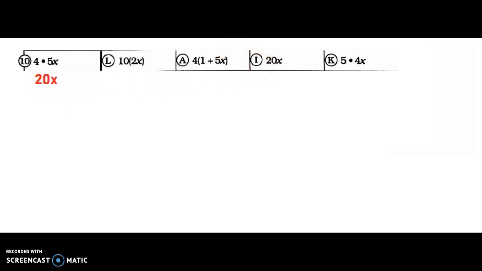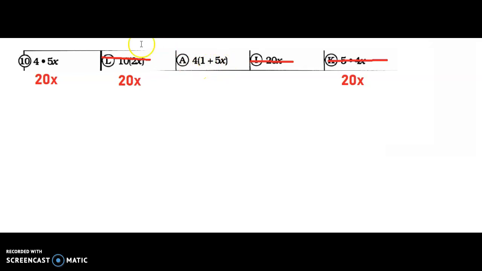So right off the bat, I see 20x here, so that's not going to be my answer. 5 times 4x is going to be 20x, right? It's the same thing, so that's not my answer. Again, we're looking for the one that doesn't match. 10 times 2x. 10 times 2 is 20, and then I just bring my x along with it. So that's not going to match. So then it has to be this one.